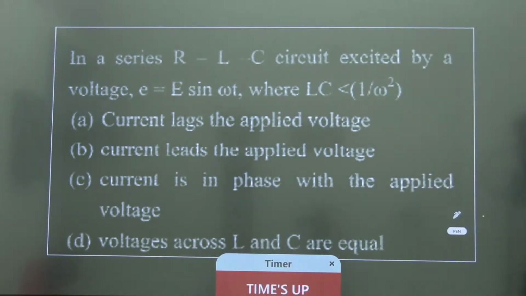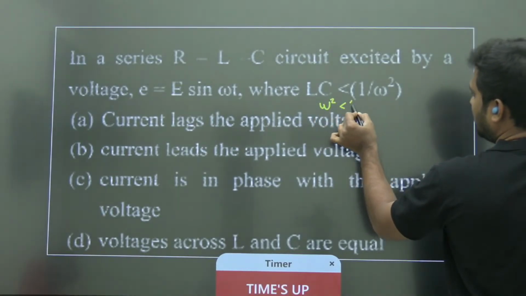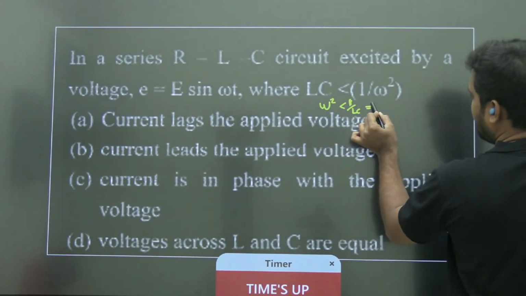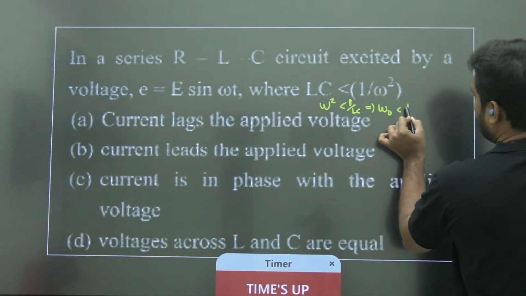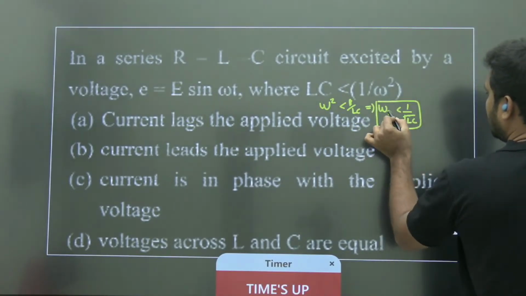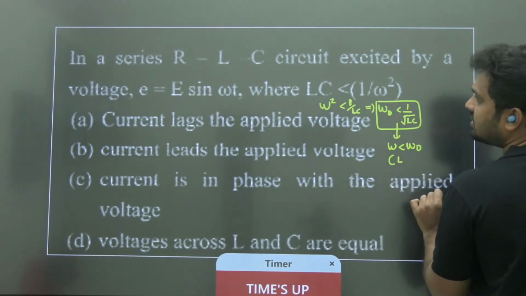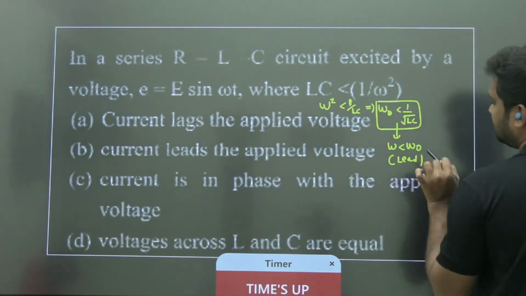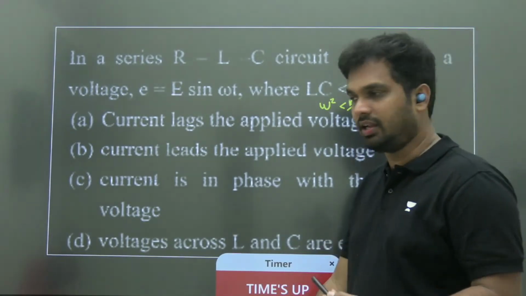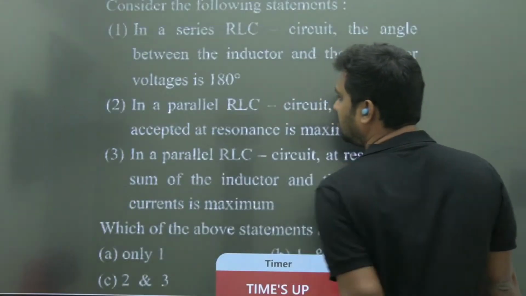In a series RLC circuit excited by a voltage E sin omega t, omega is less than 1 by root LC. So omega less than omega naught, it is a series RLC circuit: before omega naught, current leads; after omega naught, it lags. So the current leads the voltage. Next question.